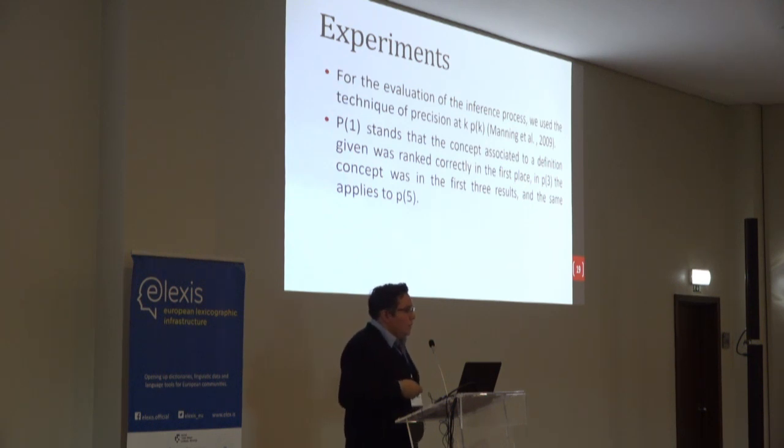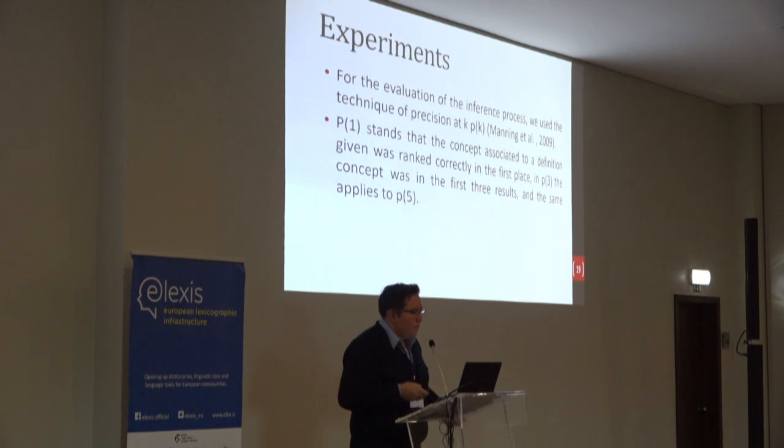For my evaluation, I also use a metric called precision at K. Precision at 1 means the concept associated to a definition was ranked in first place. Precision at 3 means the concept was in the first 3 results, and the same applies to precision at 5 or precision at 10. What I was looking for was within that range.